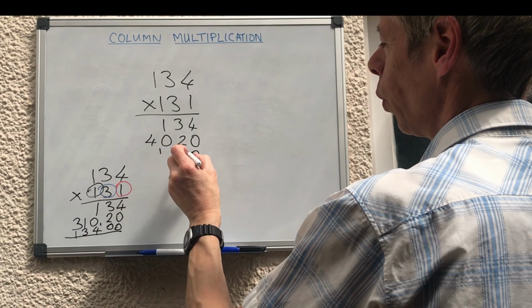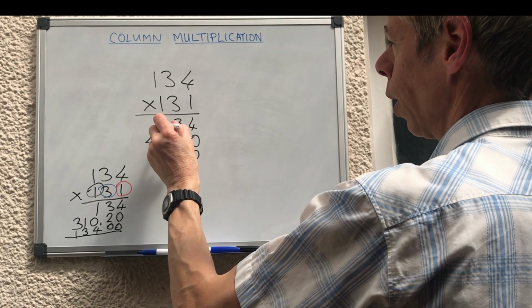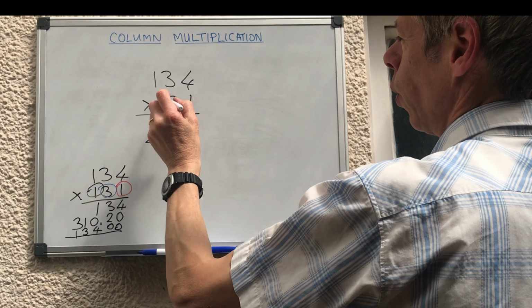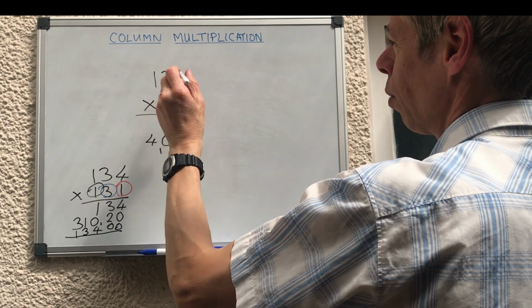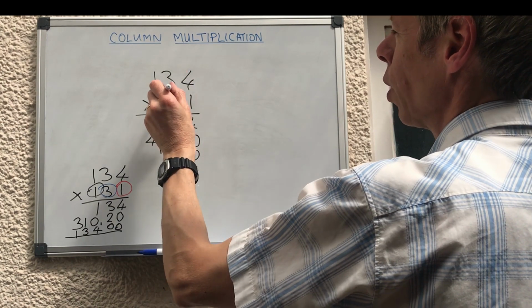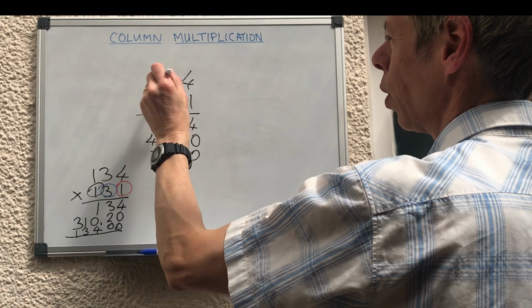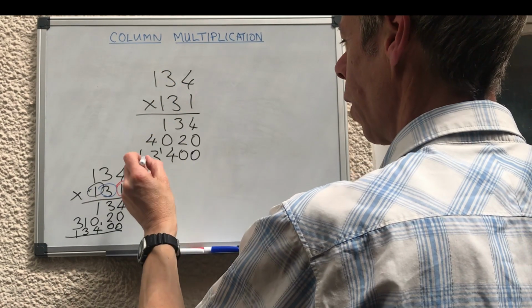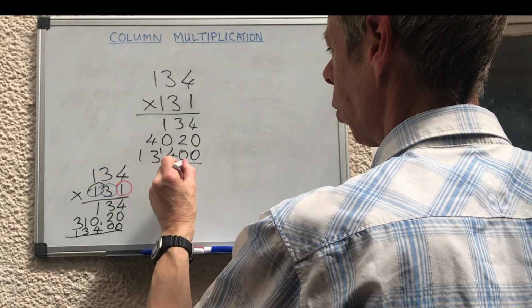So, we put the 2 zeros in, so we're going to do the 1. So, 1 times, sorry, we're using this one. So 1 times 4 is 4. 1 times 3 is 3. 1 times 1 is 1. So we've actually got 134 there and 134 there, which makes sense, what we should have.